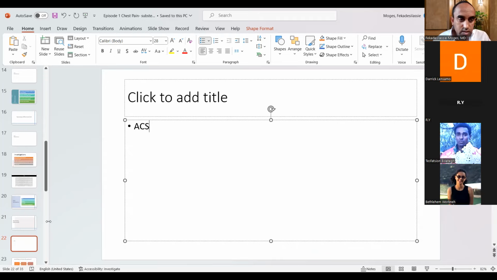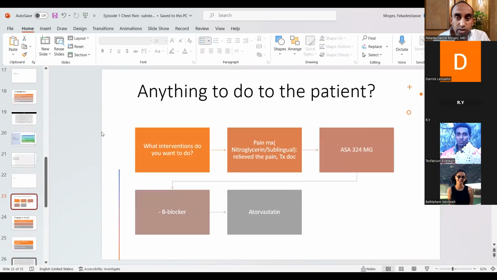I'll keep the ACS. Yes, let's keep ACS and probably kick out aortic dissection because there was no mediastinal widening. The chest pain was not as such characteristic. So we keep ACS for now, and it's less likely that we are dealing with aortic dissection. So is there anything to do with the patient?